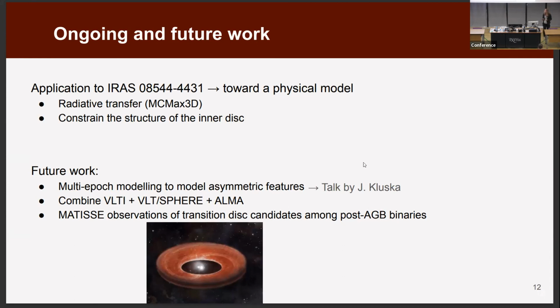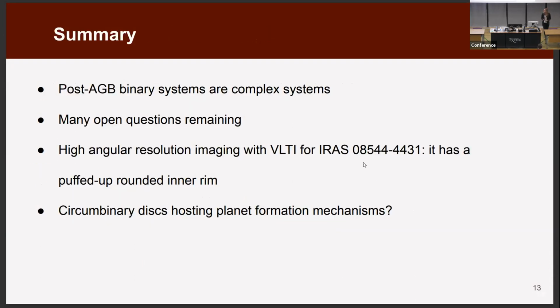We can use Matisse observations of transition disk candidates among post-HGB binaries to characterize these transition disks as well, so to estimate the size of the emission and to conclude on the nature of the transition disks. And this will bring me to my summary.